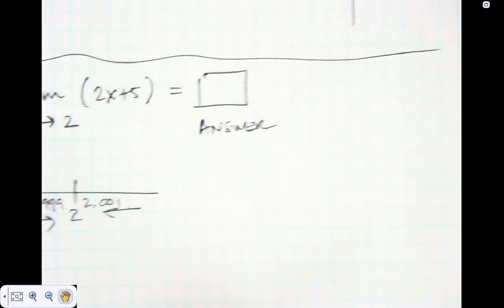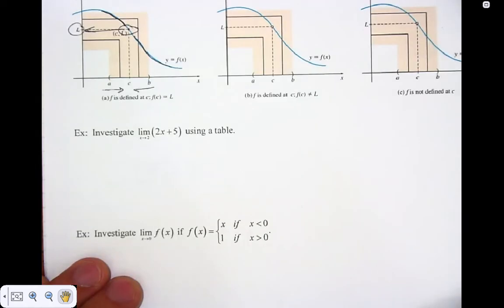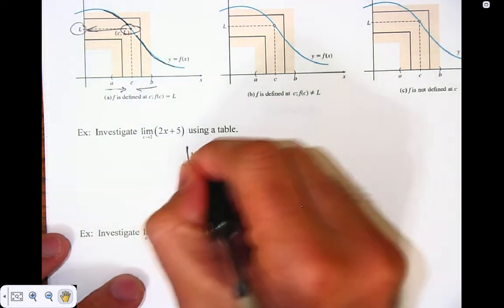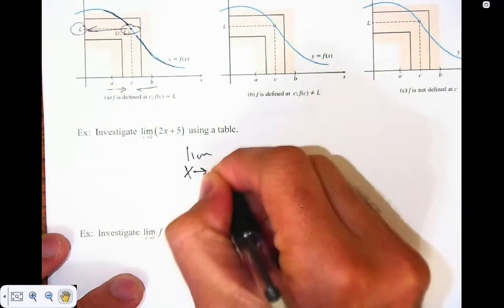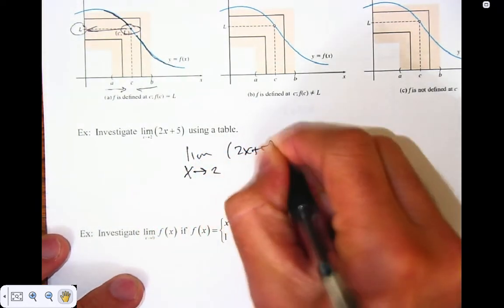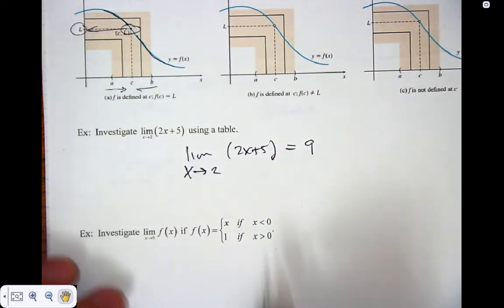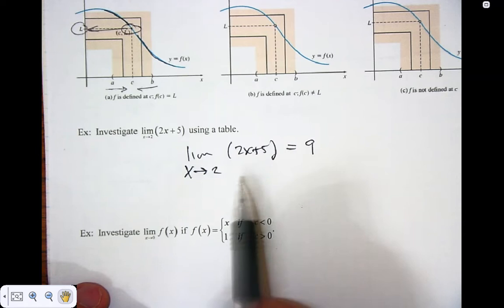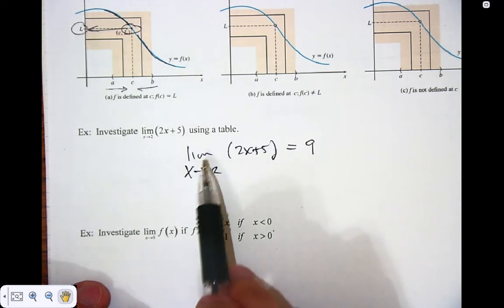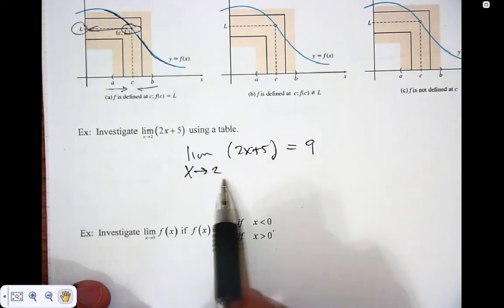So using a table of values, back on our notes, we found that the limit as x approaches 2 of that function 2x plus 5 looks like it's going to be 9. And I can't say this enough, and you guys will get sick of me saying it, but the limit process does not care about what happens at 2.